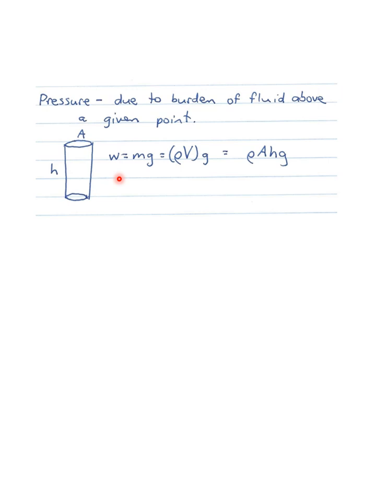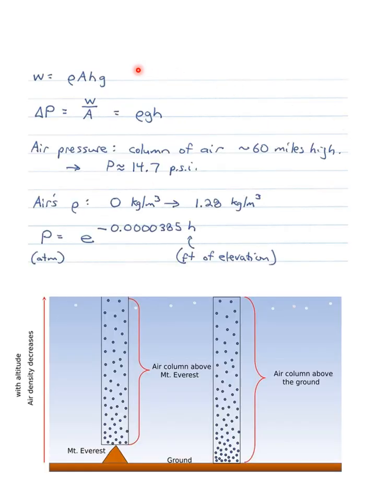The weight of that fluid, that column of fluid, of course, is mg. M is density times volume times g. And remember that volume of a solid object, such as this cylinder, is A times H. And I shouldn't have called it a solid object. It could be liquid just the same. But the weight is rho A times Hg. So weight is density times surface area times H times g.